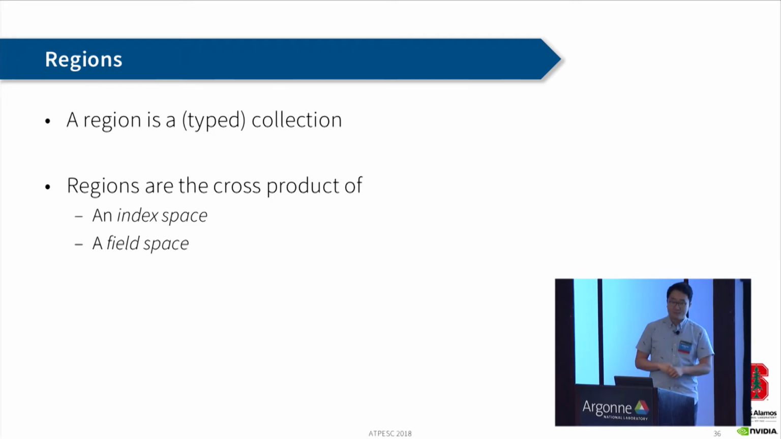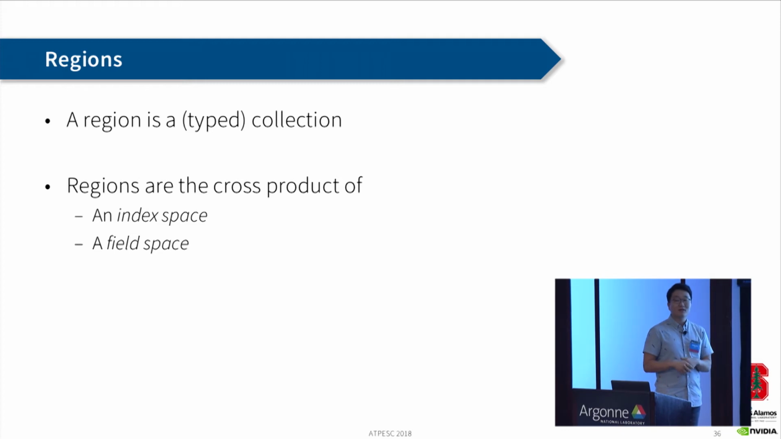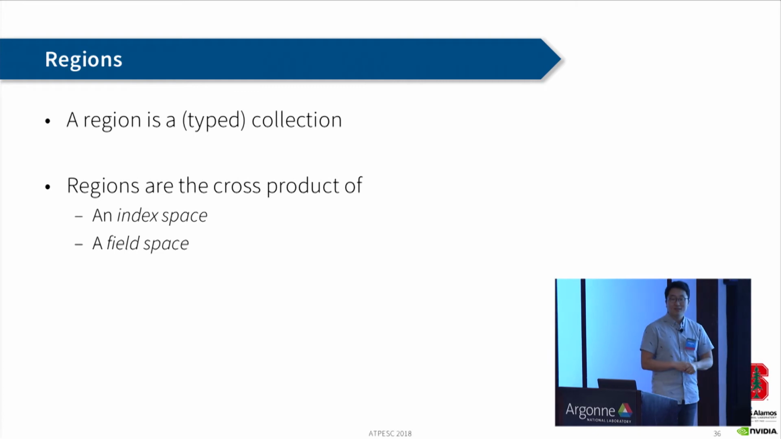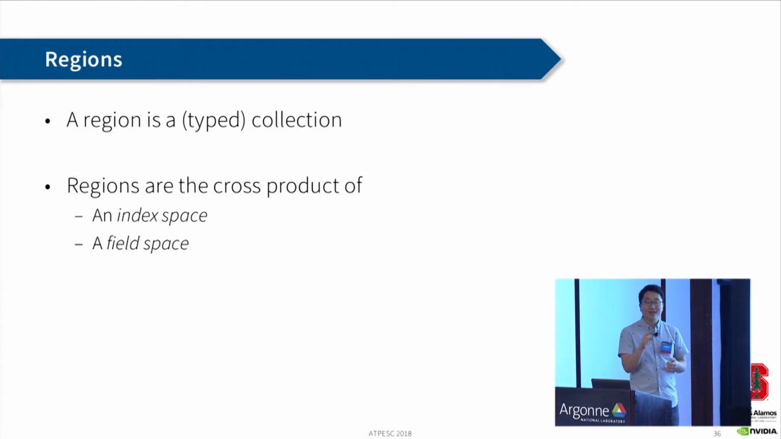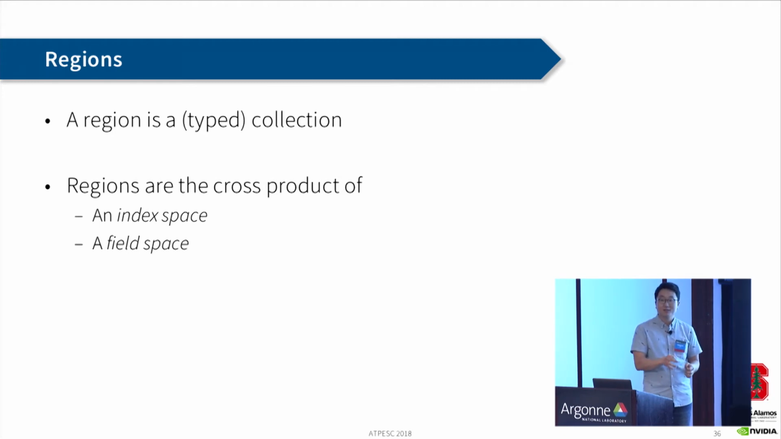Regions are basically a cross product of an index space and a field space. An index space is basically a domain of points, and each entry in the region is associated with one point in that domain. The field space is a set of fields that each entry has. If you have 10 fields, then each entry will have 10 different values. So you can think of a region as a multi-dimensional array of structs.